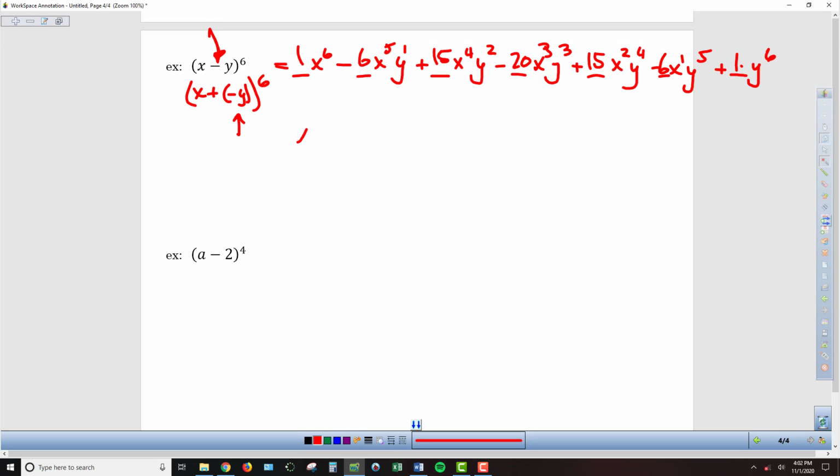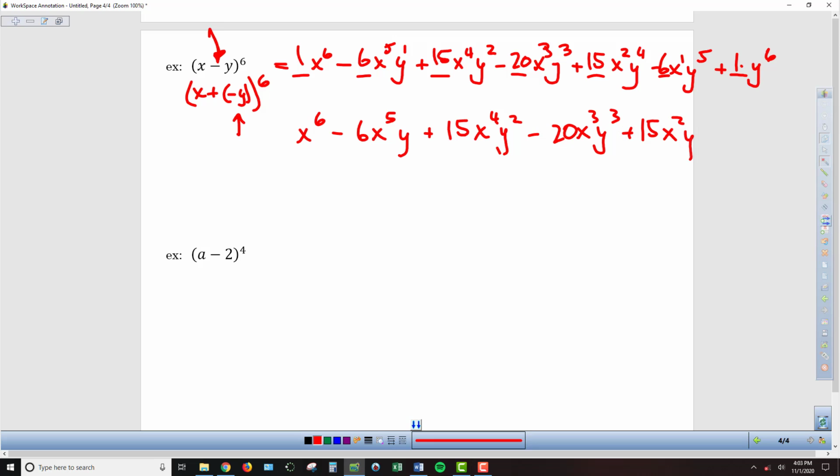So if we want to clean it up a little bit, we've got x to the sixth minus 6x to the fifth y plus 15x to the fourth y squared minus 20x cubed y cubed plus 15x squared y to the fourth minus 6xy to the fifth, and then plus y to the sixth.